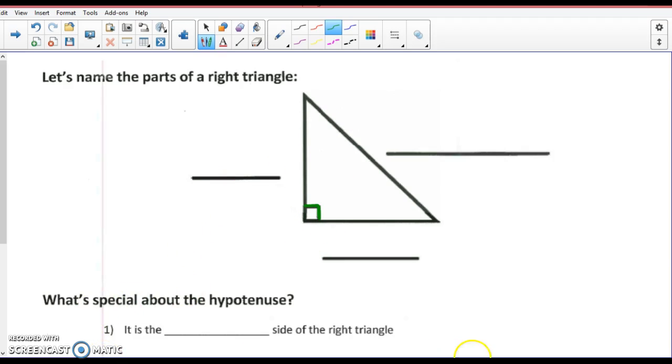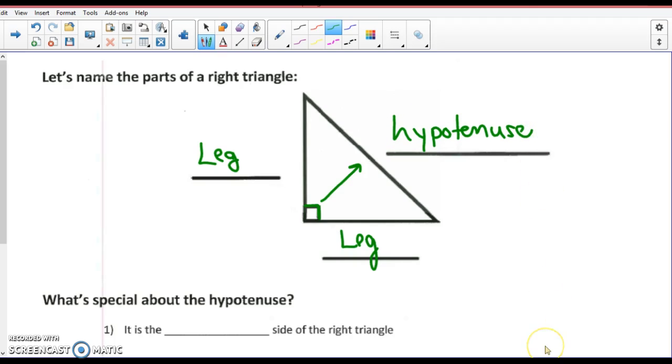Now, the 2 sides that form the right angle are called legs. That's a leg, that's a leg. The side that is opposite the right angle is called the hypotenuse. Hypotenuse. Okay.